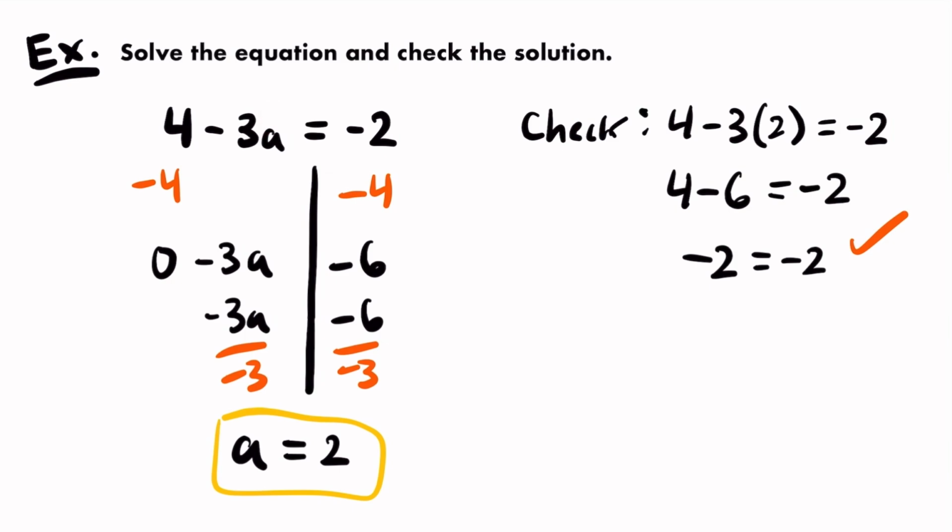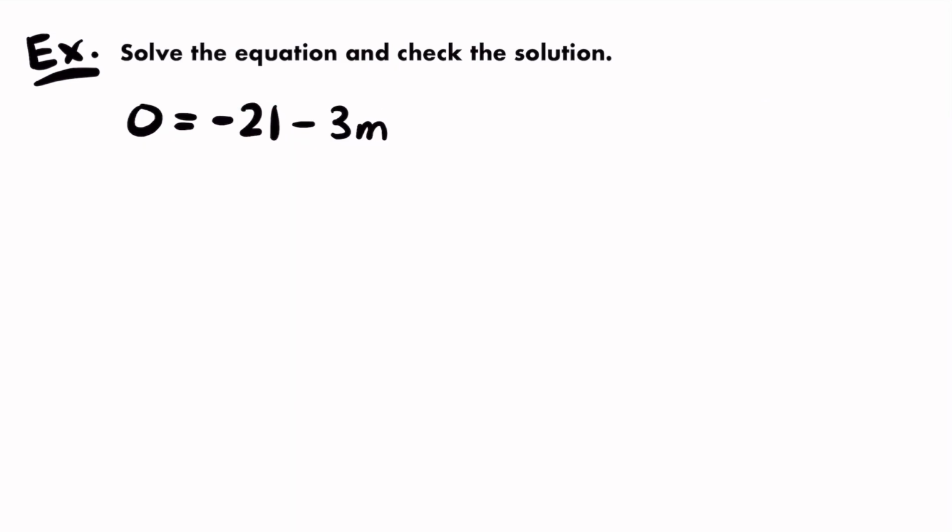Okay, let's move on to another example. For this example, our equation is 0 equals -21 minus 3m. And so this time around, our variable is m. That's what we want to solve for. And so to do that, we have to start by getting rid of that constant term being added to that variable term. In this case, that constant is -21. So what we want to do is add the opposite of that number, which means we want to add +21. Okay, so what we're going to do is add 21 to both sides of the equation.